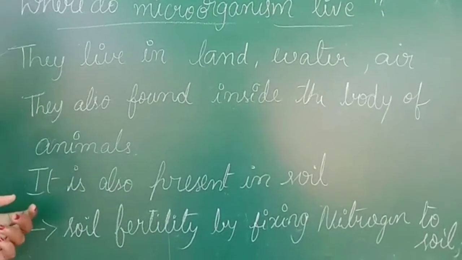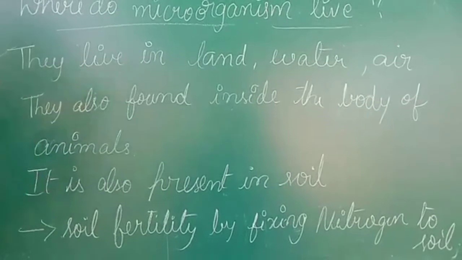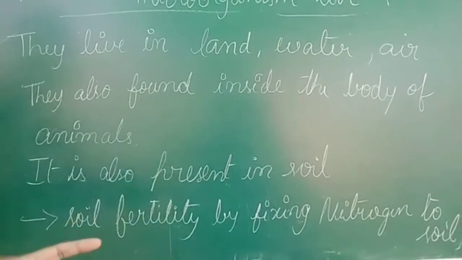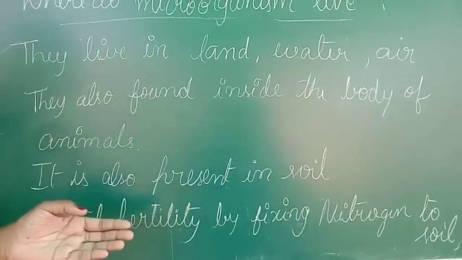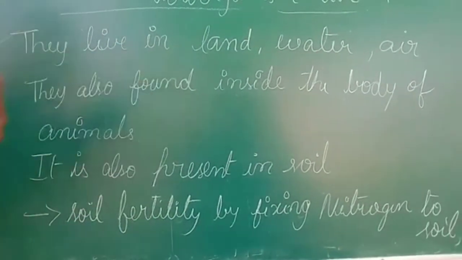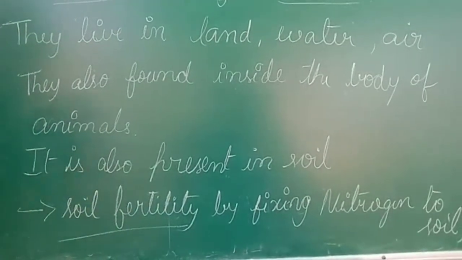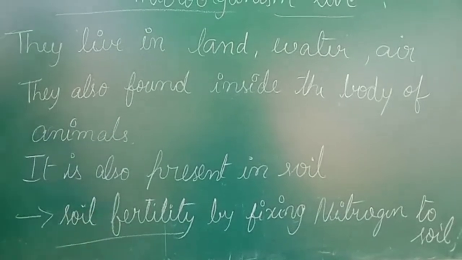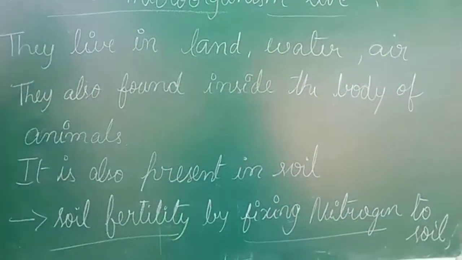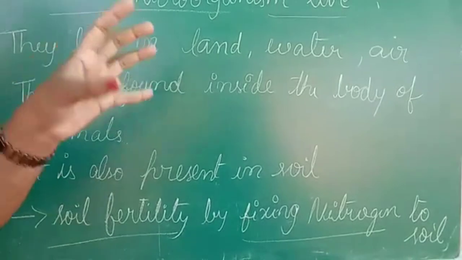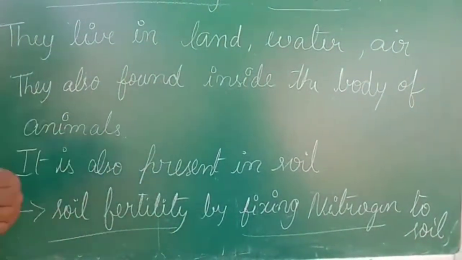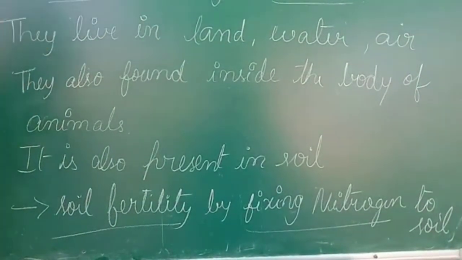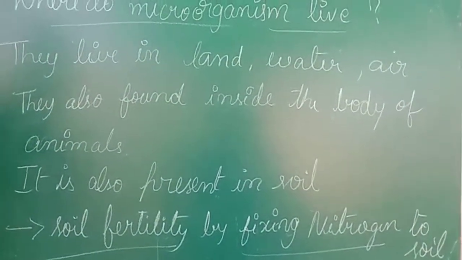And the third point, they are also present in the soil. Whatever microorganisms are present in soil, they do the work of soil fertility. They fertilize the soil. So how do they fertilize the soil? That is by fixing nitrogen to the soil. By fixing nitrogen to the soil, its fertility automatically increases. So this work is done by whom? By microorganisms.